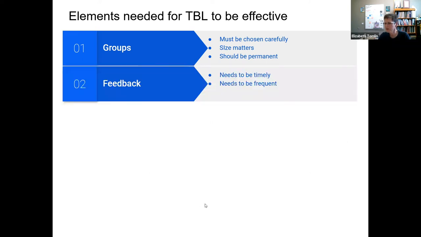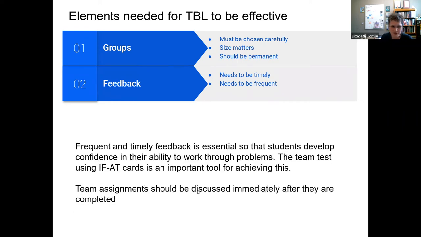Okay. Then feedback. This is critically important for students to be comfortable. So it has to be timely and frequent. The readiness assurance process is really a type of formative assessment. The team assignments are formative assessment, the clicker points, and they develop the confidence in their ability to work through the problems. Because I teach this as a flipped class, there is very little lecture, or much less lecture. Most of the content is online. So they need this frequent feedback so they know that they are achieving the learning objectives. Without the feedback, they really don't know if they're learning what they're supposed to be learning.